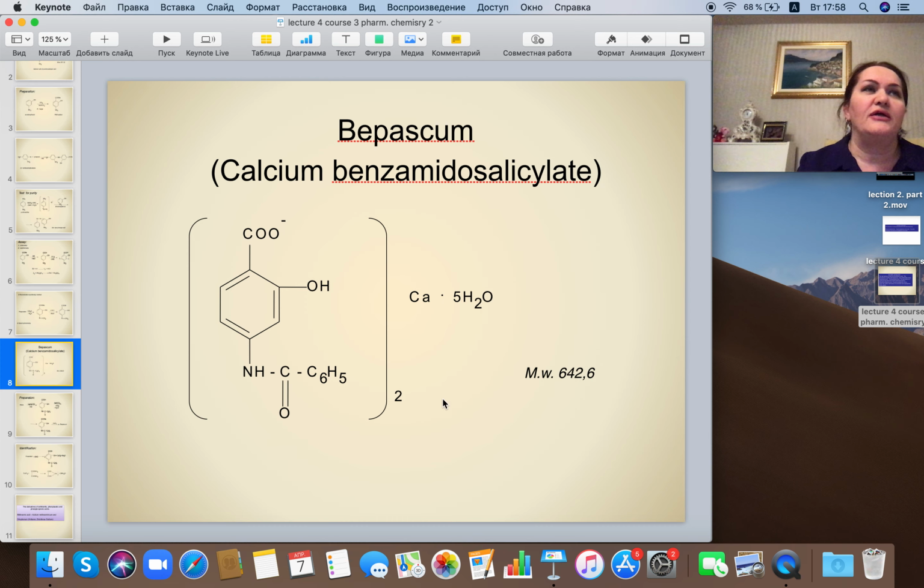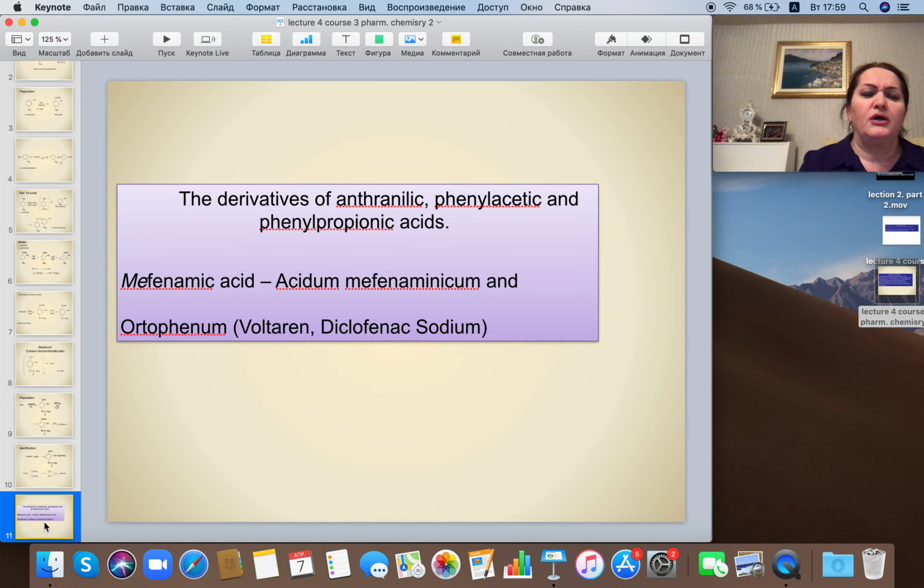And you must know that sodium PAS, para-aminosalicylate sodium, and bipascum, calcium benzamidosalicylate, which are anti-metabolites of para-aminobenzoic acid, are used in medicine as anti-tuberculosis preparations during treatment of tuberculosis. And after these preparations, we take the derivatives of anthranilic, phenylacetic and phenylpropionic acid.